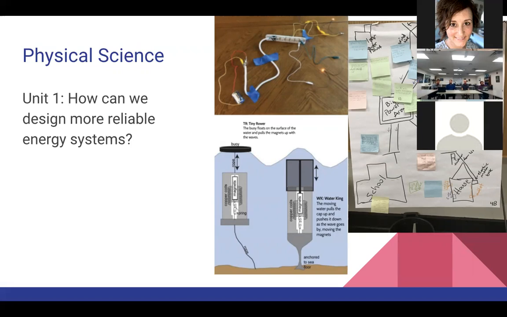Our first unit was, how can we design more reliable energy systems? So Open Sci Ed always starts the unit out with an overarching driving question. That's our anchoring thing. And as Sean mentioned, the phenomenon that we used was the unreliable energy system that we saw in Texas last year during the winter storm.